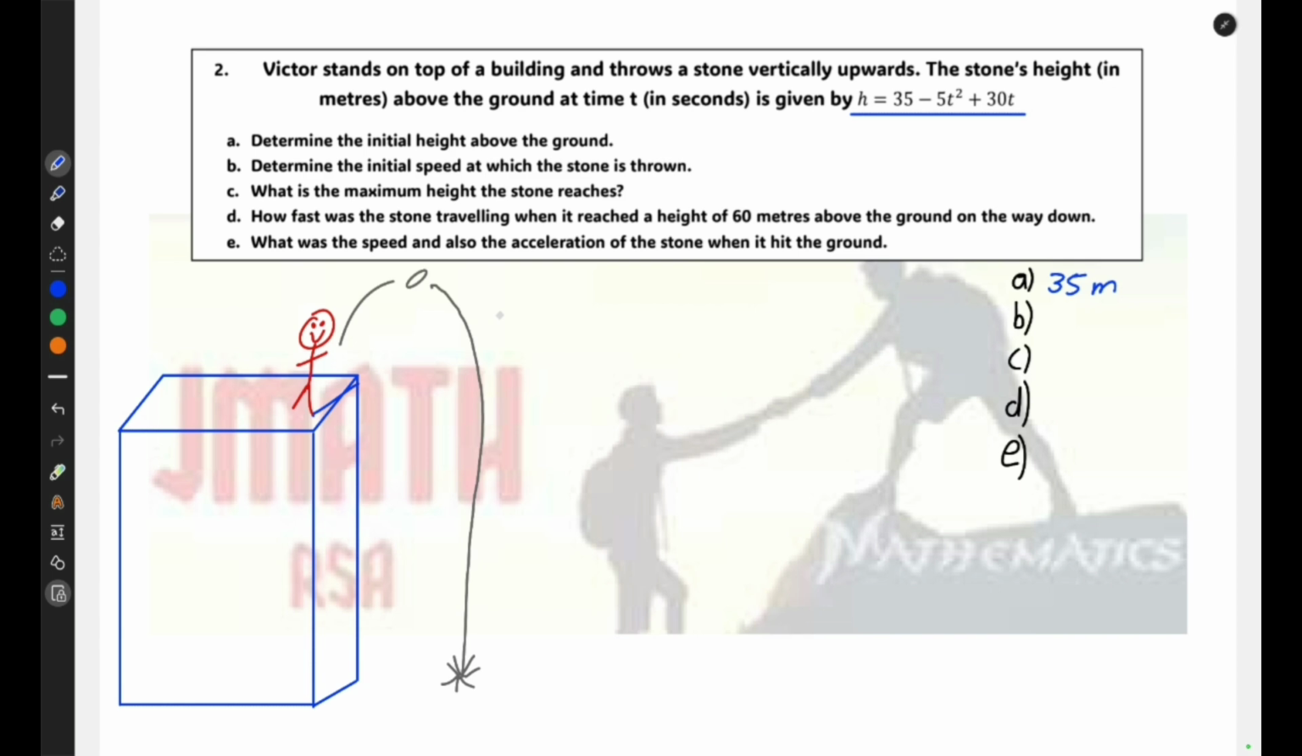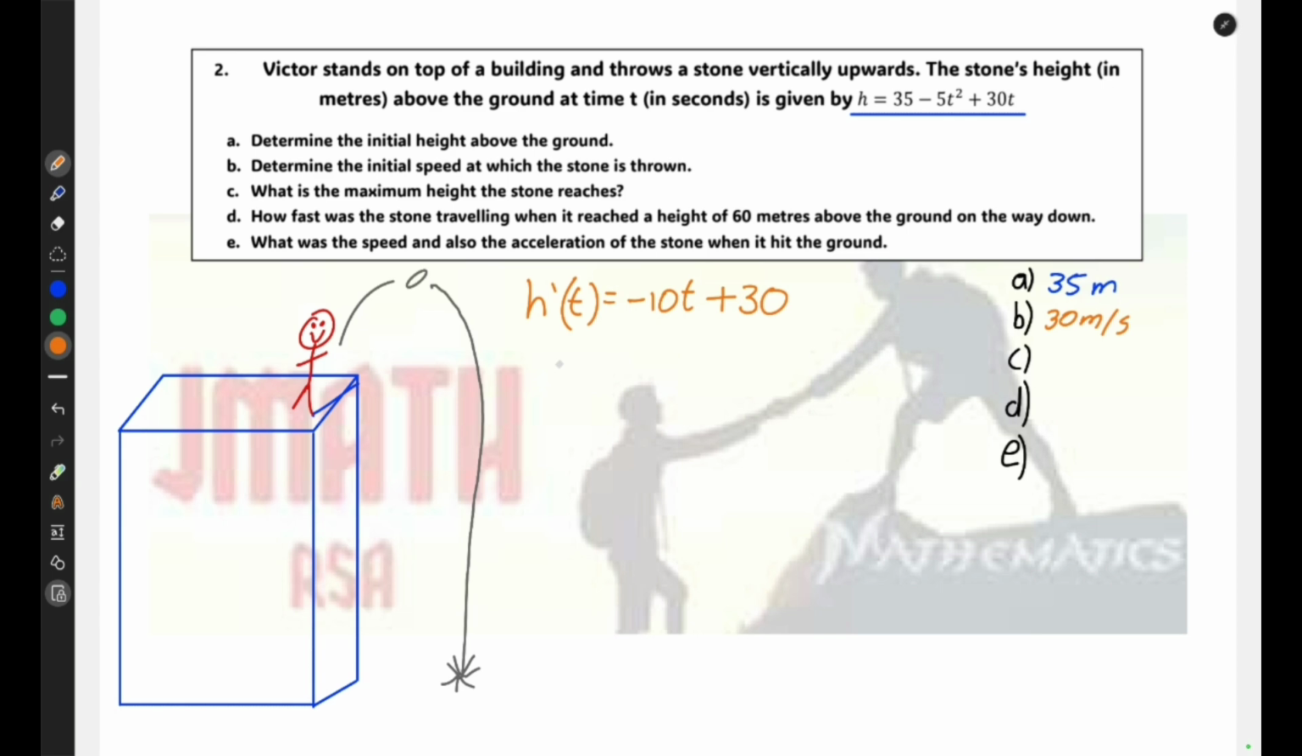Question B, determine the initial speed at which the stone is thrown. Okay, so once again, initial means the time is 0. Now, if they talk about speed, if the first equation was height or distance, then speed would be the derivative of the equation. So if I get the derivative of h, it would be the speed. So in this case, it would be, the 35 I'm not going to take, but minus 5 times 2, so minus 10t plus 30, so that would just be plus 30. Great. Now, if I make t 0, then I would get the initial speed. So h derivative of 0 would then be minus 10 times 0 plus 30, and that tells me the initial speed was 30 meters per second.